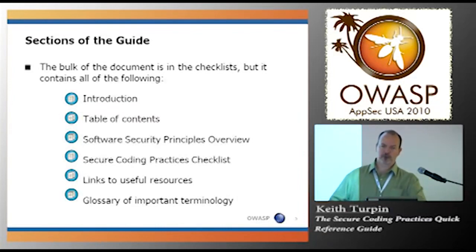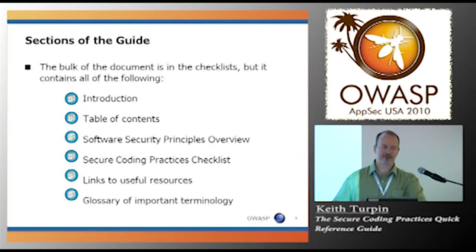Then you get into the secure coding practices checklist. Again, 6 pages, with only 1 or 2 sentences for each checklist item. That was one of the rules. We may have 1 or 2 in there that are 3 sentences long, but in general, 1 or 2 sentences. We also provide links to additional resources at the back.